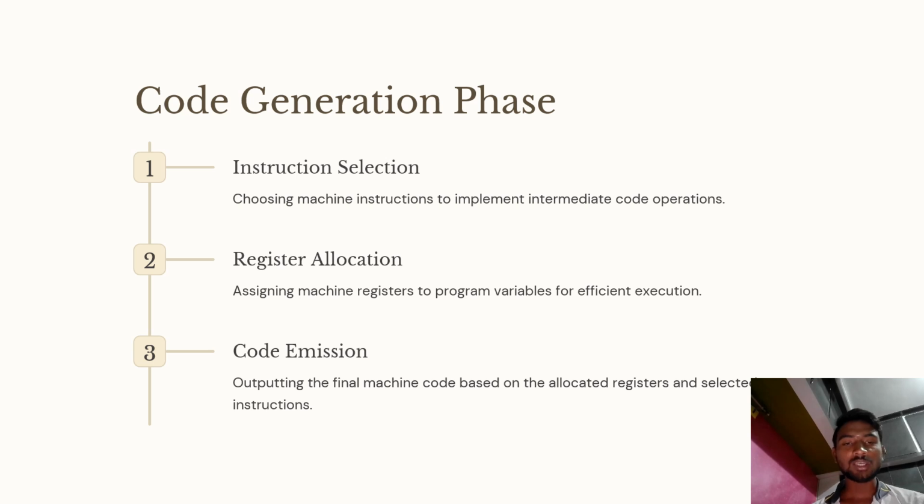In the code generator, instruction selection is the first step, choosing the machine instructions to implement the intermediate code operations. Then register allocation, assigning machine registers to variables for efficient execution. Code emission, outputting the final machine code based on the allocated registers and selected instructions.